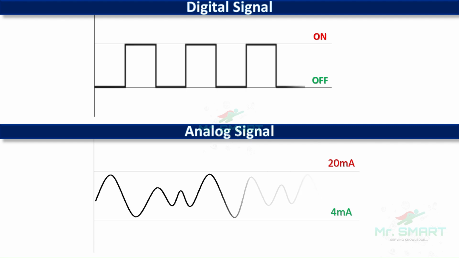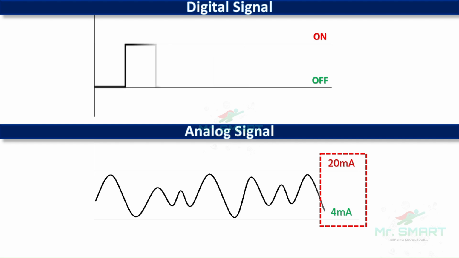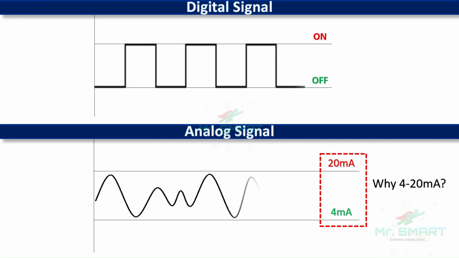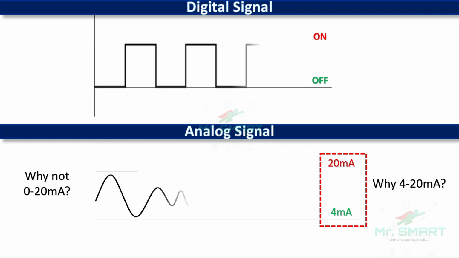In addition, we are going to know the reason why the analog signals are modulated in 4 to 20 milliamperes, and why not in 0 to 20 milliamperes. Watch the video fully to get your smart brains updated with knowledge.